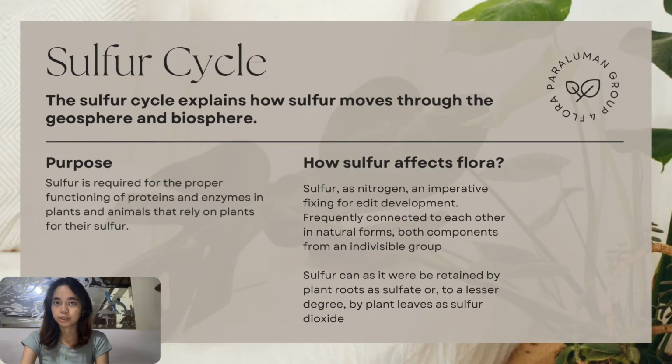Sulfur is required for proper functioning of proteins and enzymes in plants and animals that rely on plants for their sulfur. When sulfur is dissolved in water, plants absorb it. These plants are consumed by animals to ensure that they get enough sulfur to stay healthy. How does sulfur affect flora? Sulfur and nitrogen, an imperative fixing for development, are frequently connected to each other in natural forms. Both components form an indivisible group.